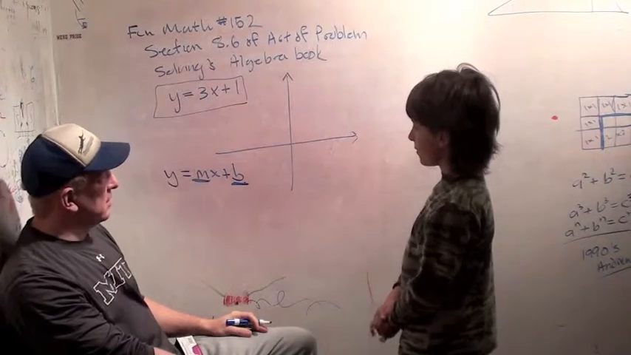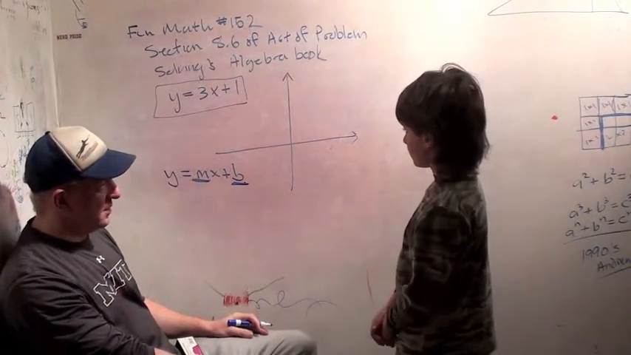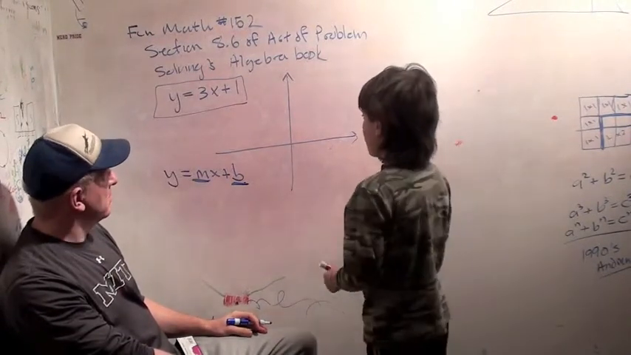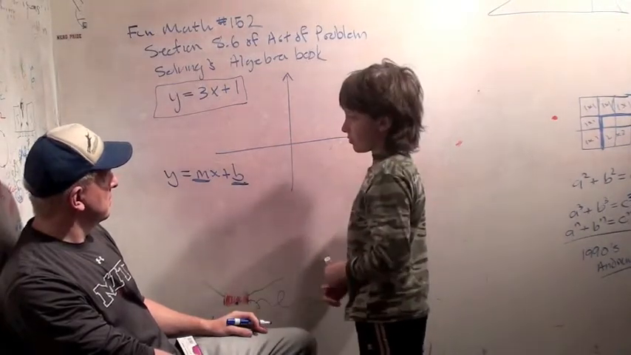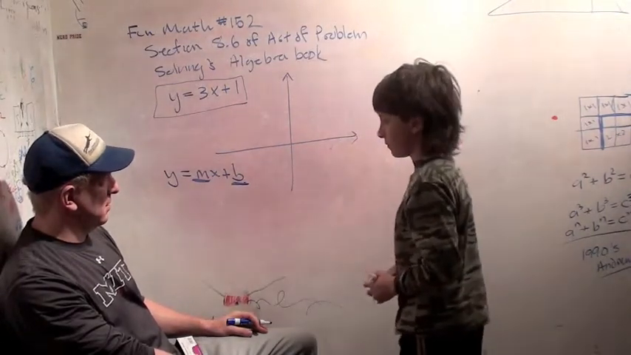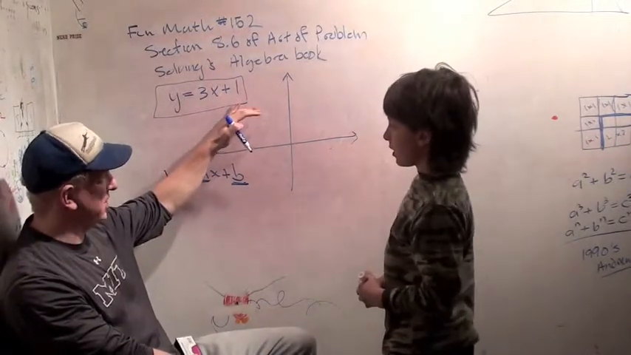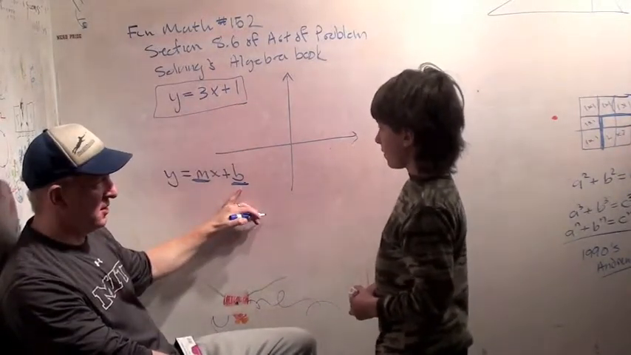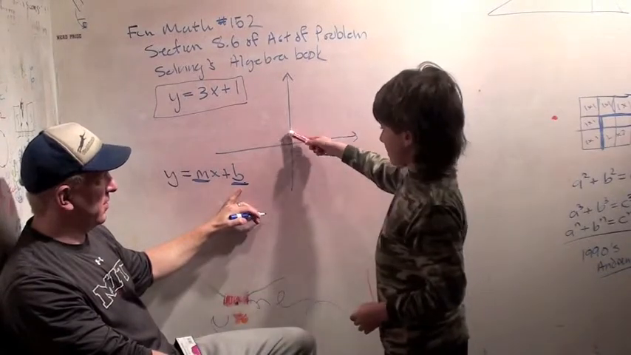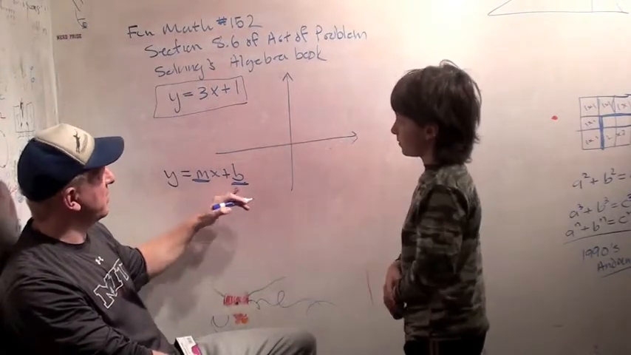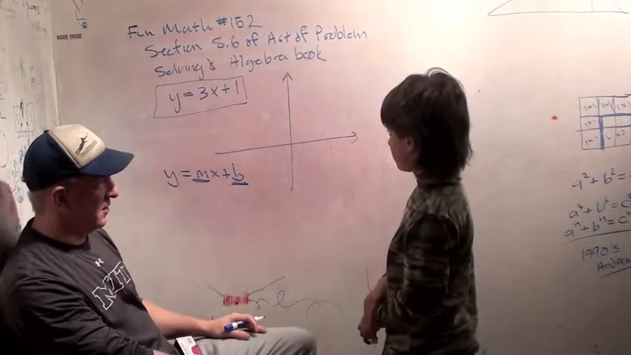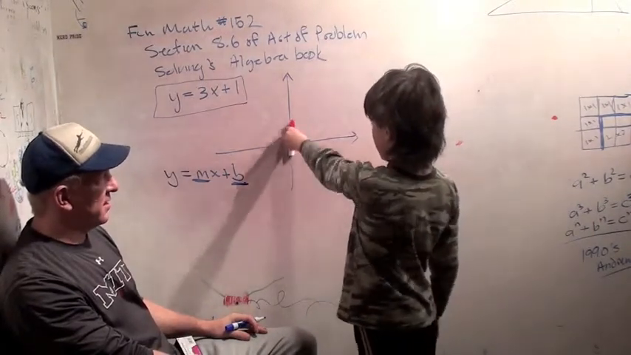It's the y-intercept. Okay, and what does that mean? What does the y-intercept mean? What is this b called? The y-intercept, or when x is 0. So what happens to the line at the y-intercept?